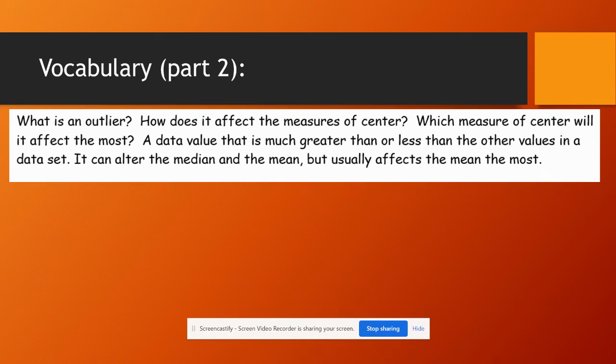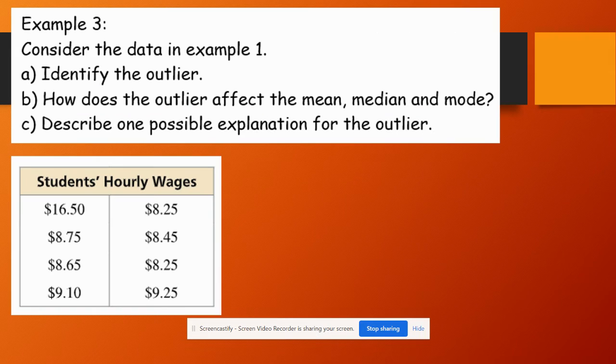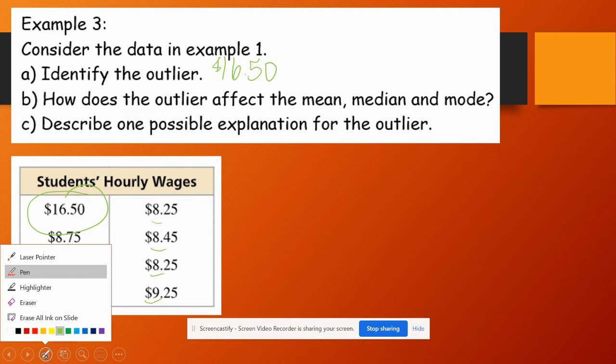Take a minute to write down this piece of vocabulary at the bottom of your page. All right, if we're looking at example 1 again, these hourly wages, let's talk about the outlier. Remember, it's something that just doesn't seem to fit with anything else. Now, most of these student wages are in the $8 range, with a couple in the low $9. So that means that $16.50 is probably our outlier. It's kind of way out in left field there. How does the outlier affect our mean, median, and mode?